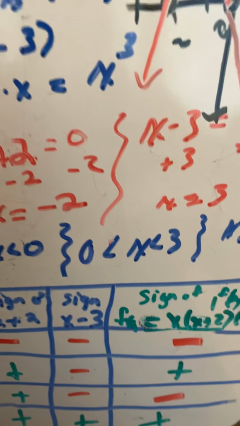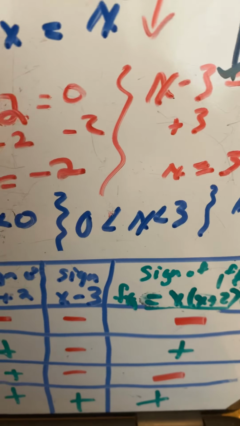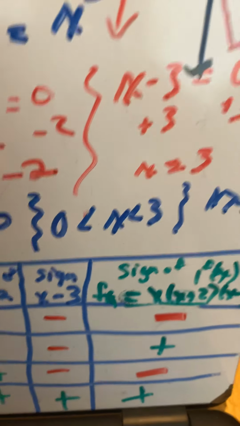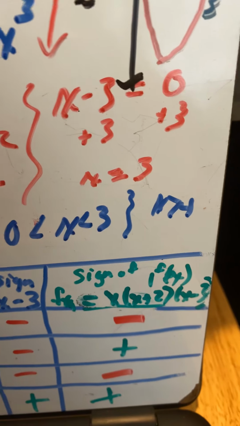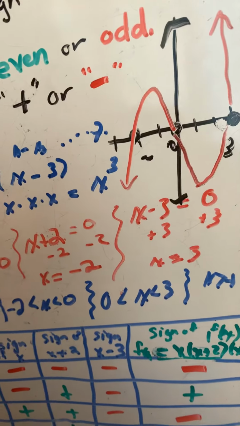And then the last x-intercept is 3. And so I need to know what's going on between 0 and 3. And lastly, when x is greater than 4, what's going to happen?